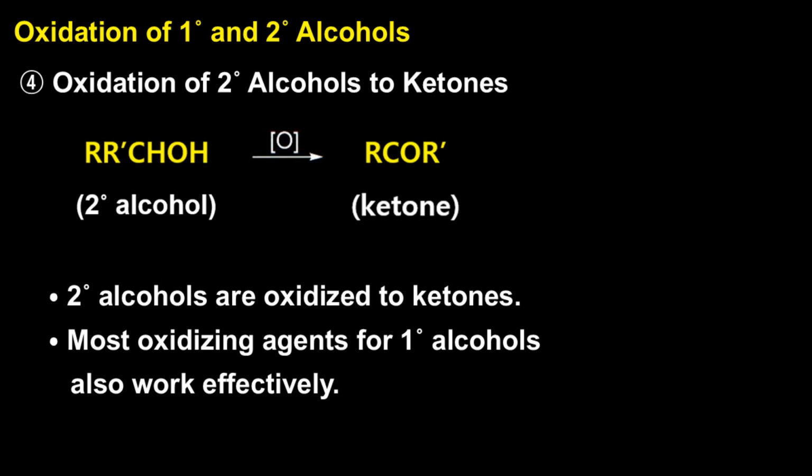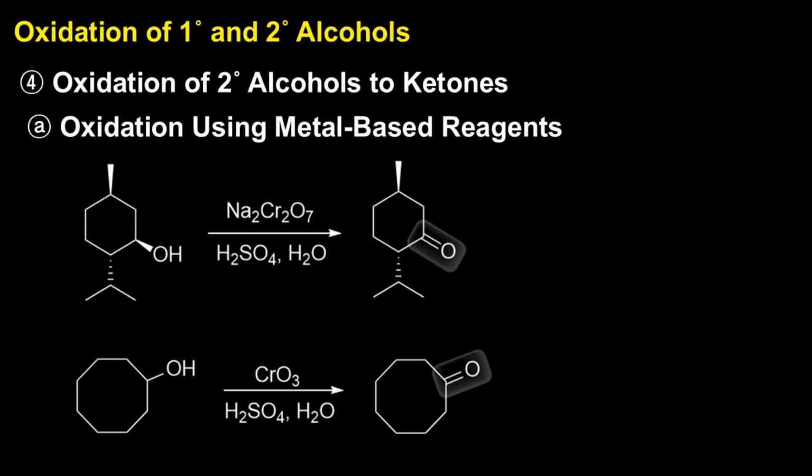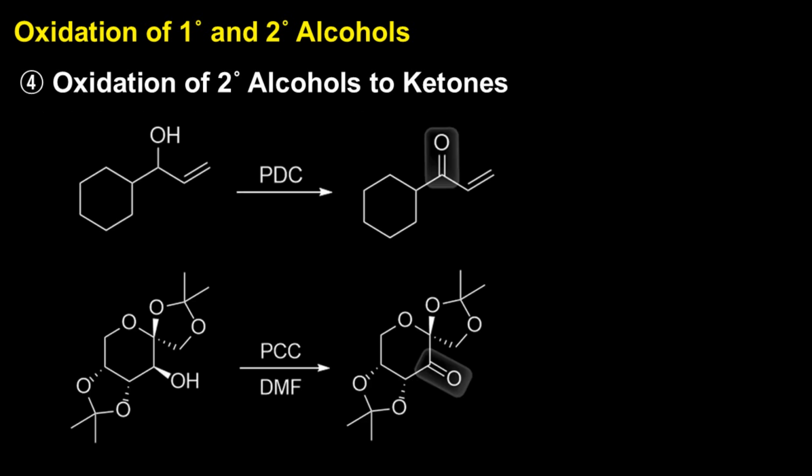Secondary alcohols give ketones. Now let's see how secondary alcohols oxidize with metal-based reagents. Chromium systems, like sodium dichromate in sulfuric acid and water, or chromium trioxide in a similar acidic mix, work quickly and cleanly, giving you a ketone every time. So they're powerful and reliable, but keep in mind the toxicity and waste disposal issues that come with chromium.